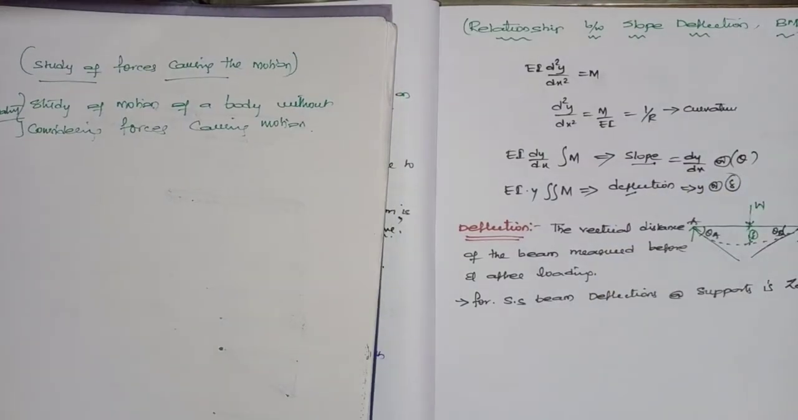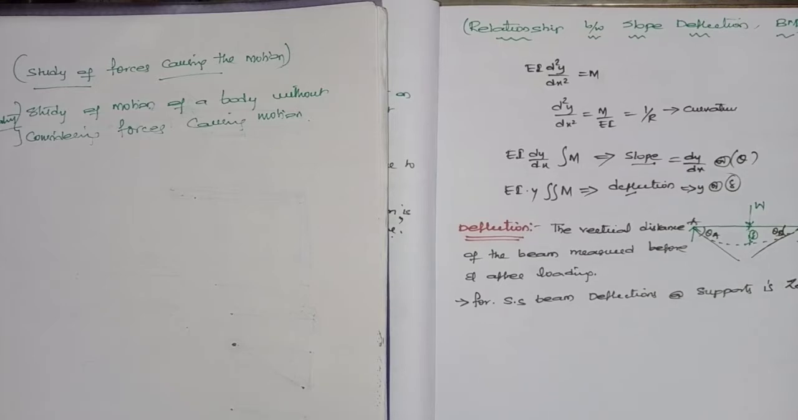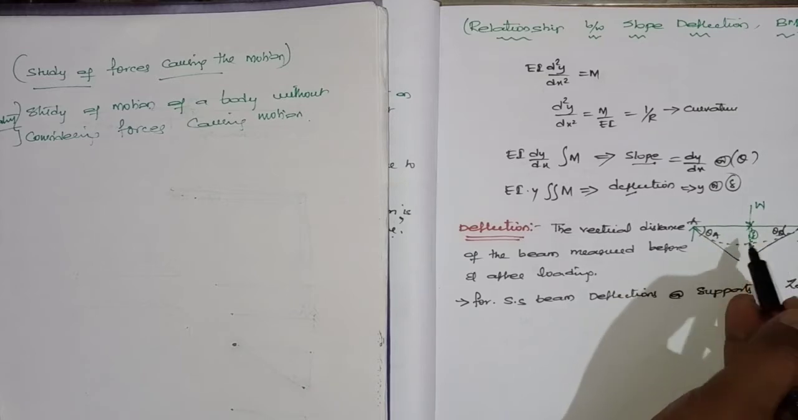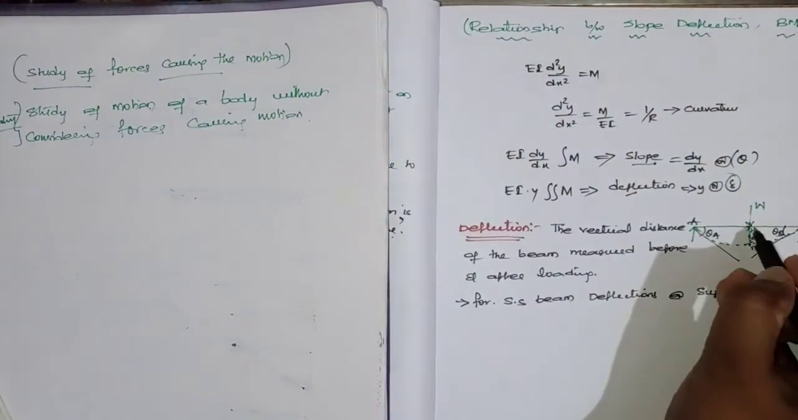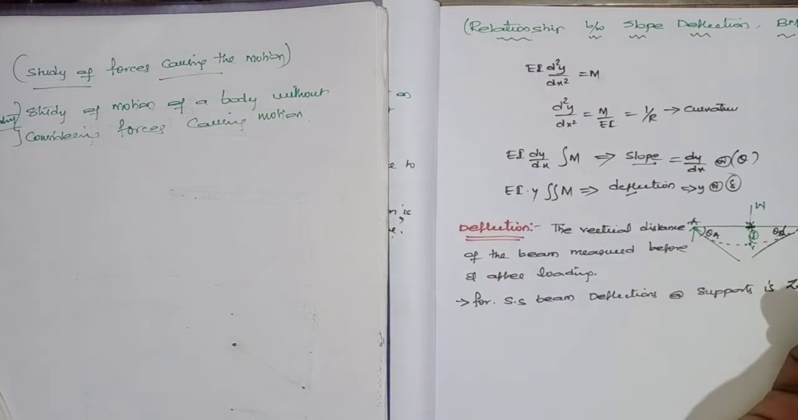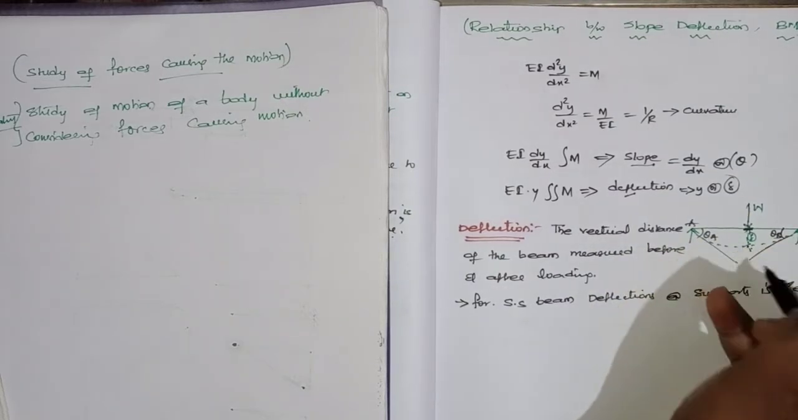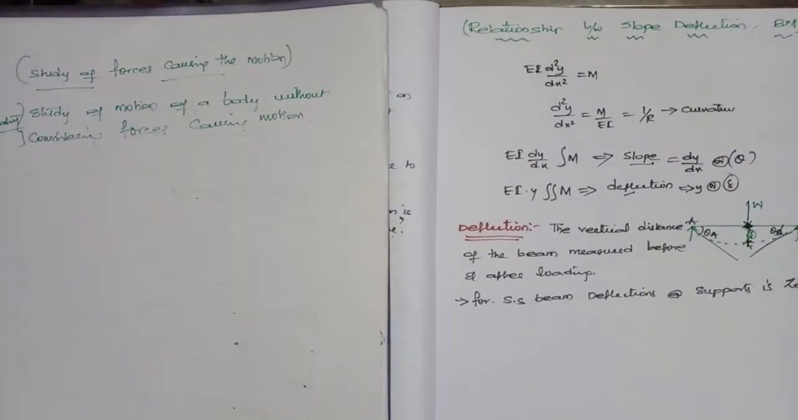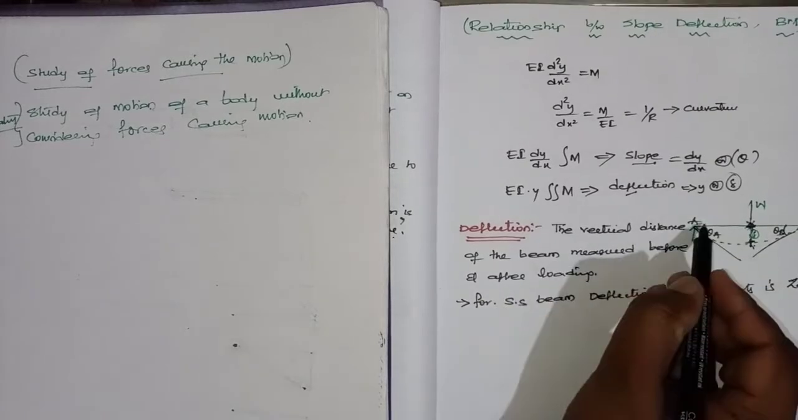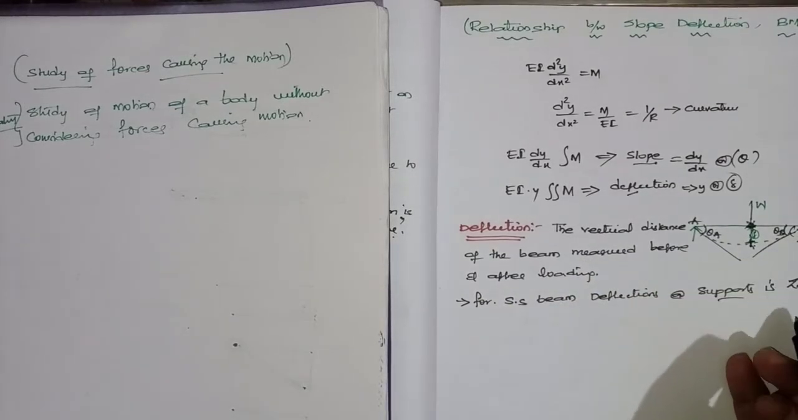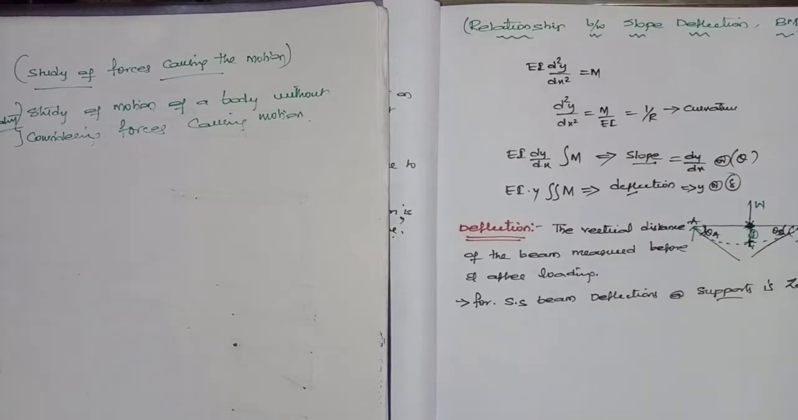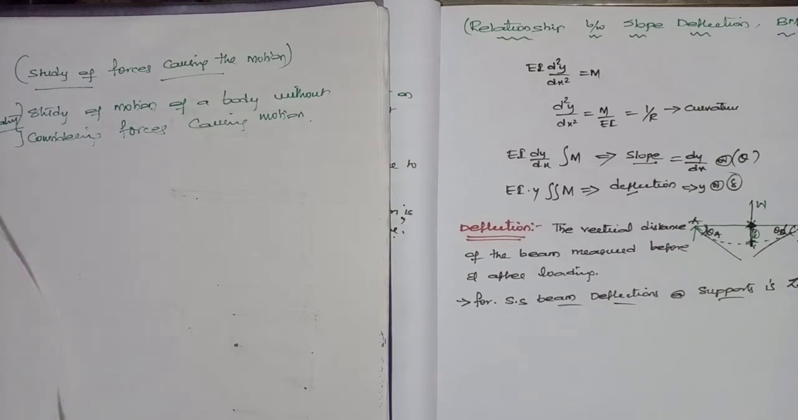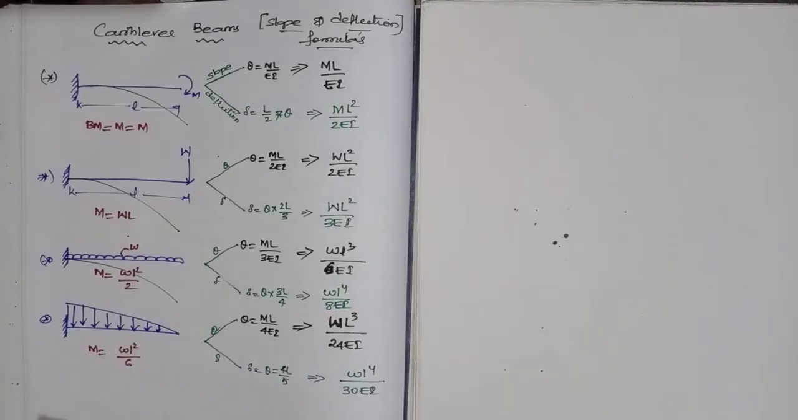Now what do you mean by deflection as per the definition? It is the vertical distance of the beam between before and after loading. Suppose I am not loading the beam, there will be no vertical distance. After loading it will show some deflection. The difference between before and after is nothing but the deflection. Now for a simply supported beam, at the supports the slope will be maximum and the deflection is 0, because the deflection for a simply supported beam will be maximum at the center.